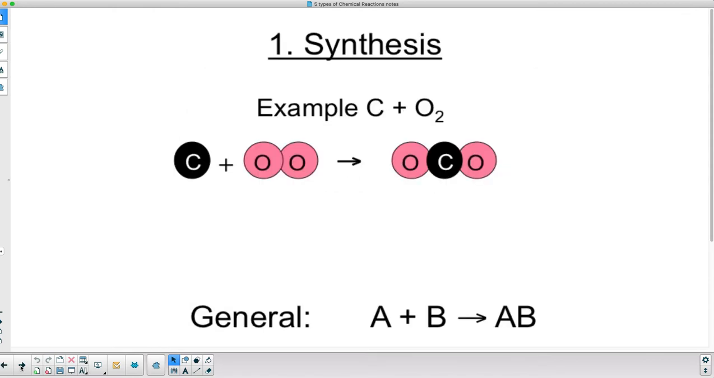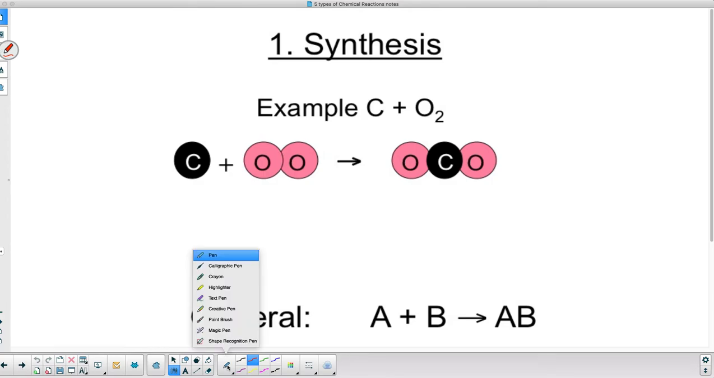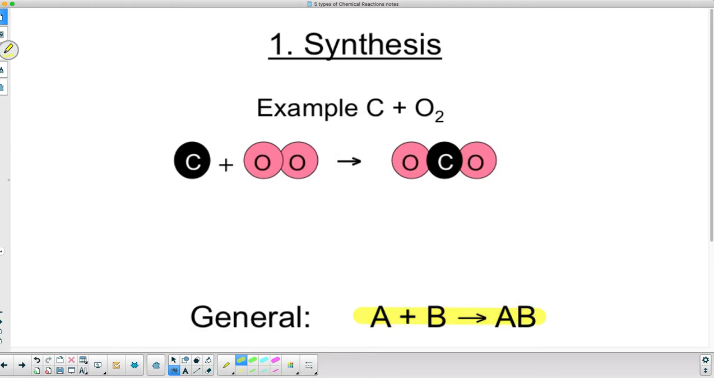So number 1, the synthesis one. Take a look at the general form at the bottom here. For the general form, it says A plus B yields AB. Now what this means is that here I have an element, that's why it's A and not A and something else, plus another element, and that yields one compound.